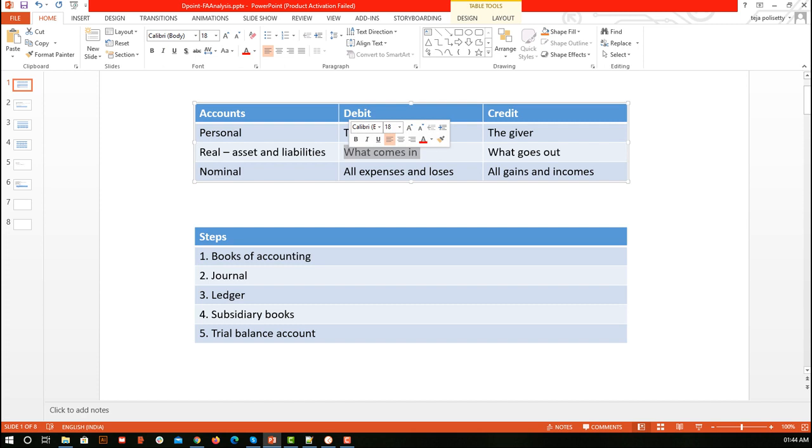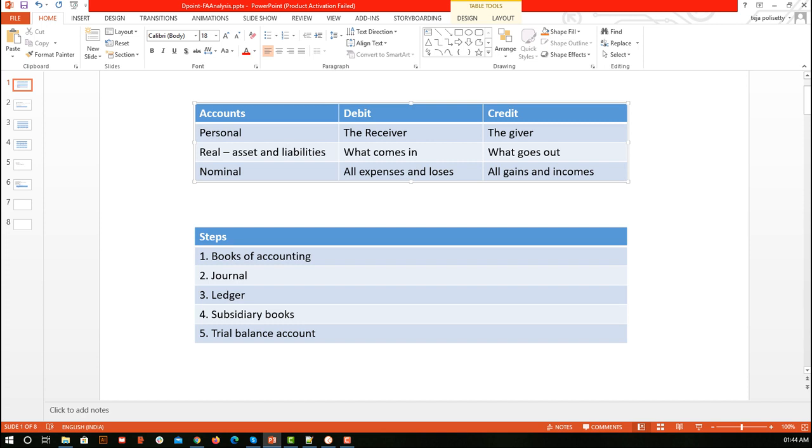When trying to analyze this kind of thing, don't assume yourself as an organization or as a giver or receiver, because initially when we try to understand, we think whether I am an organization, so am I debiting, am I crediting.